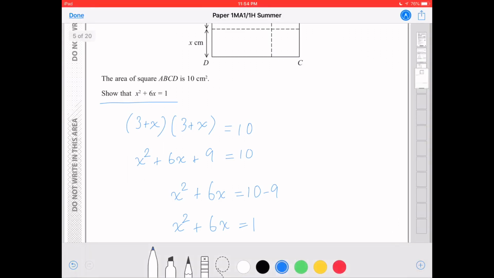So now I've shown that x squared plus 6x equals 1. So that's it for this question.